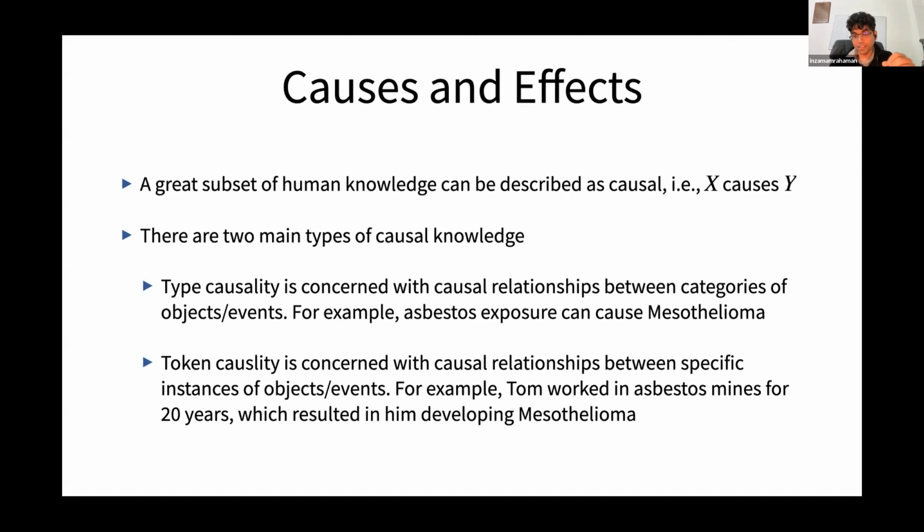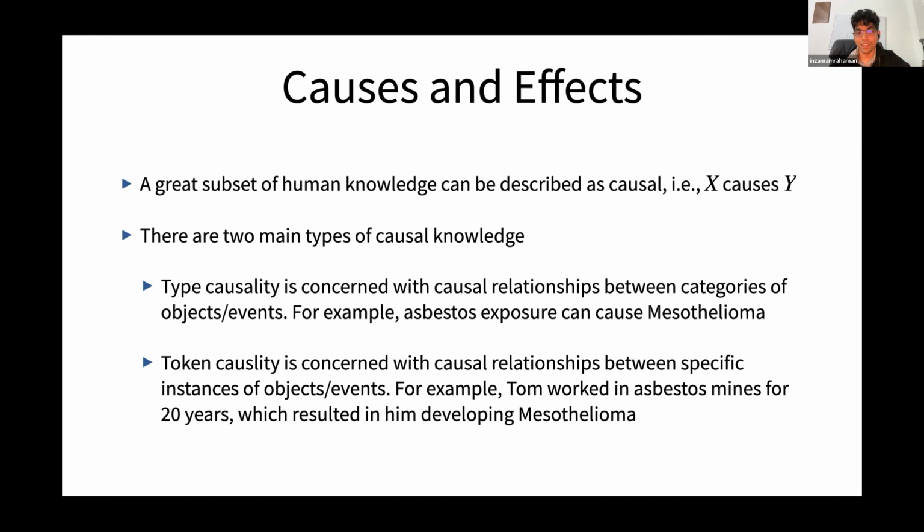Then you have token causality. In philosophy, they like to use the term actual causality for it, but personally, I really don't like that term. This is more concerned with reasoning about causal relations between specific instances of objects and events. So, for example, you say that Tom worked in an asbestos mine for a couple of decades, and this might have led to him developing his mesothelioma. So it's a specific instance. Tom is a specific person, right? And so this is an instance of what's called token causality.